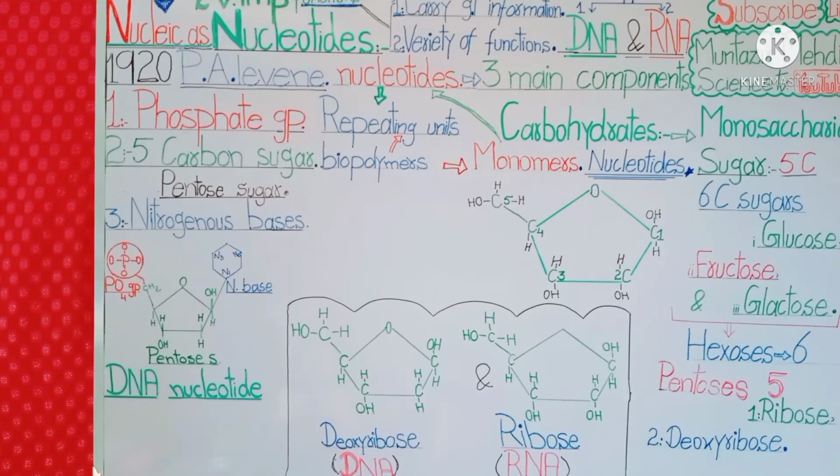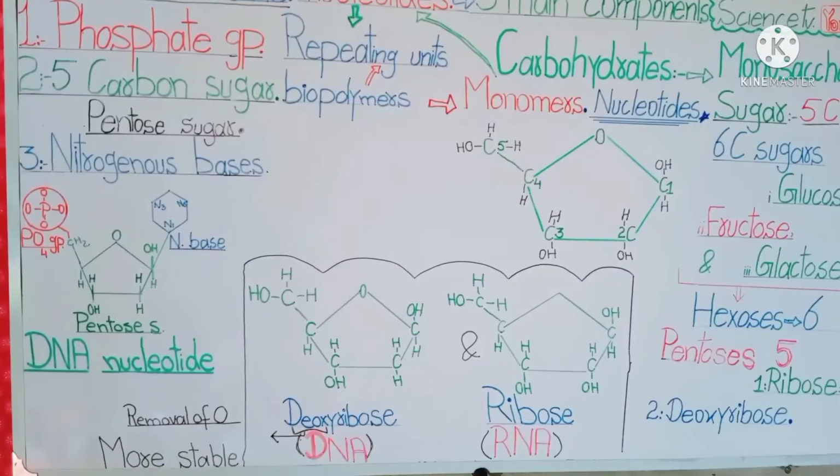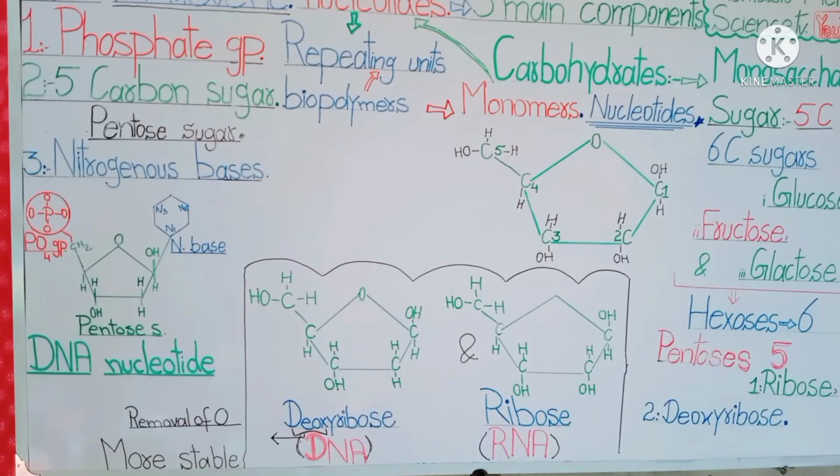You can also tell this by the difference in their names: deoxyribose has the prefix deoxy, which means the removal of oxygen. This resultant sugar, deoxyribose, is more stable as compared to the ribose sugar because of one less functional group.